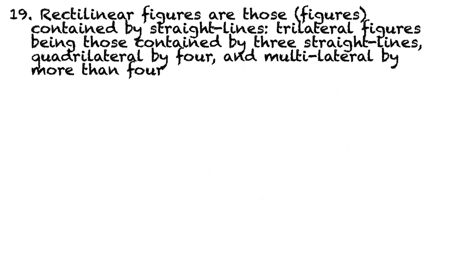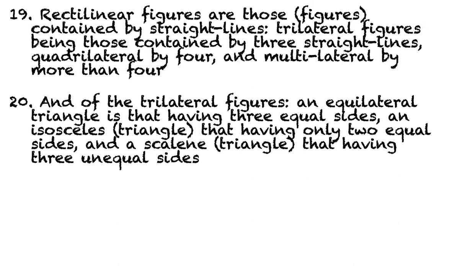19. Rectilinear figures are those figures contained by straight lines. Trilateral figures being those contained by 3 straight lines, quadrilateral by 4, and multilateral by more than 4. 20. And of the trilateral figures, an equilateral triangle is that having 3 equal sides, an isosceles triangle that having only 2 equal sides, and a scalene triangle that having 3 unequal sides.